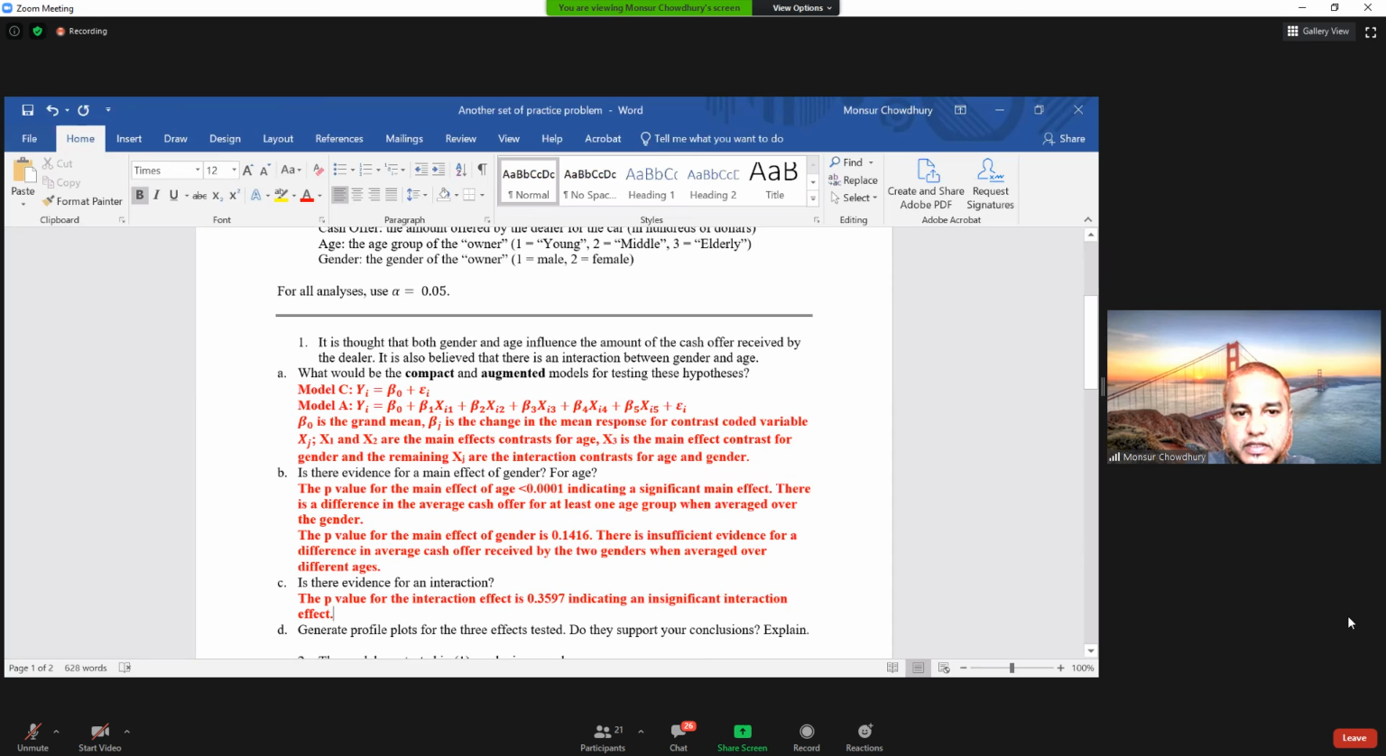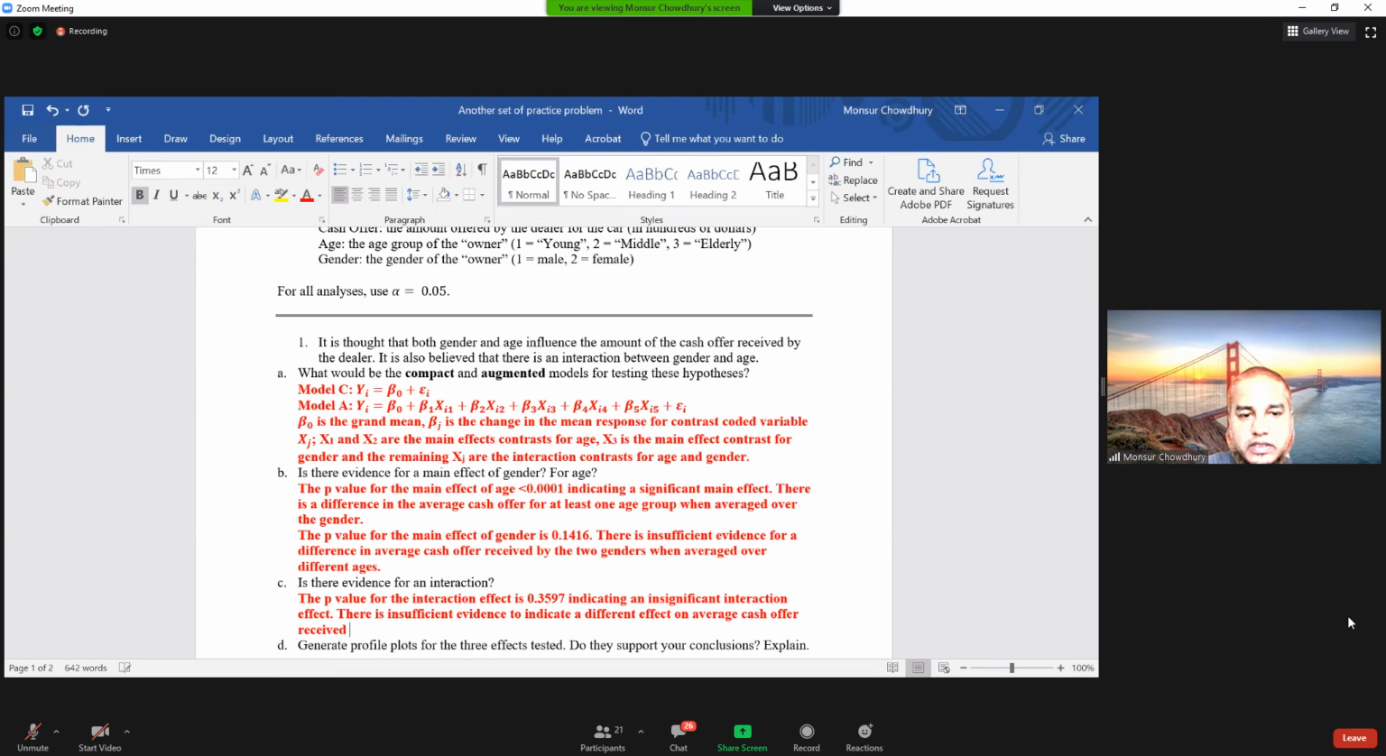Insignificant interaction effect. This implies that there is insufficient evidence to indicate a different effect on average cash offer received due to age for two genders.